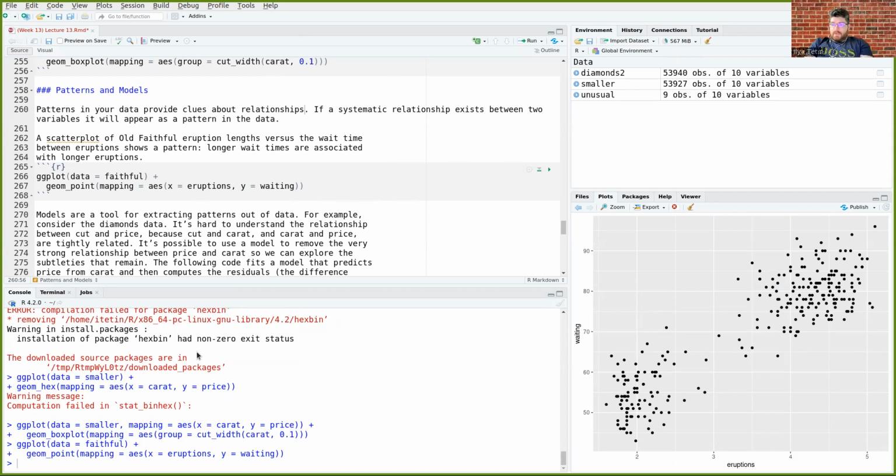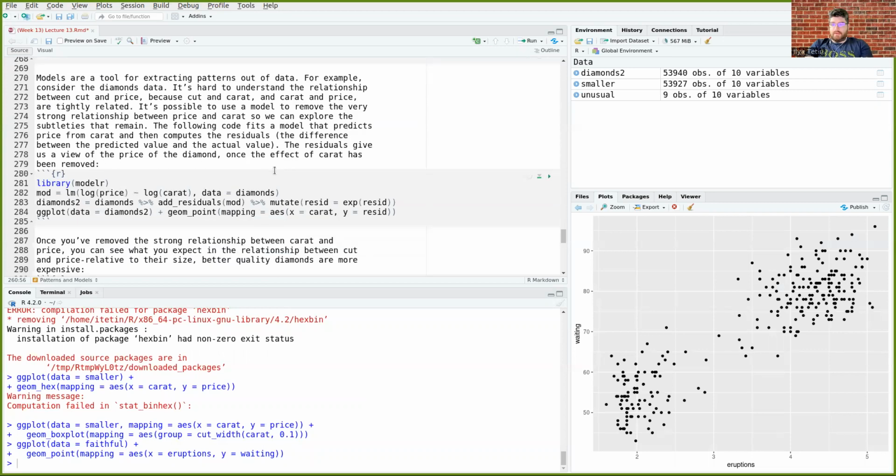And the waiting time, if the eruption is not very long, it happens approximately every 55 minutes. And if the eruption is going to be longer, it happens approximately every 80 minutes. So we can also have some understanding of what is happening here, based on the pattern of the data.